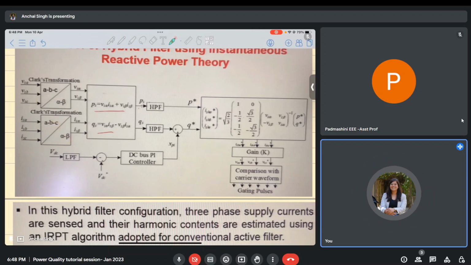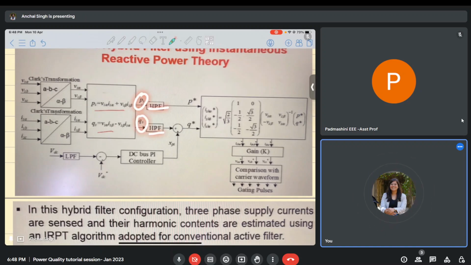After transforming these supply voltages and currents into their respective alpha beta domains, using these alpha beta parameters, we are able to calculate the instantaneous value of active and reactive power. And this is the standard formula. Now, we know that these instantaneous values will have both DC and AC components. So when I pass these signals through a high pass filter, I am able to obtain the AC part of the signal, and the DC part is filtered. I want only the varying part, I don't want the fixed part. So after filtering, I obtain the AC part, and this AC part of active power becomes my reference active power.